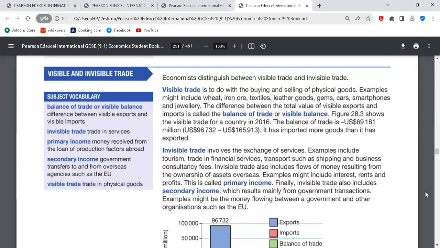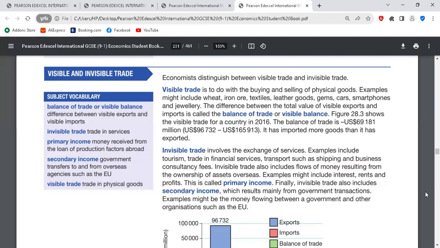Visible trade is to do with the buying and selling of physical goods. I explained that already. Things that we can see, physical. Examples might include iron or textile, leather goods, anything we can touch or feel. We can touch them. They are visible. So the difference between the total value of visible export and import is called the balance of trade or visible balance.